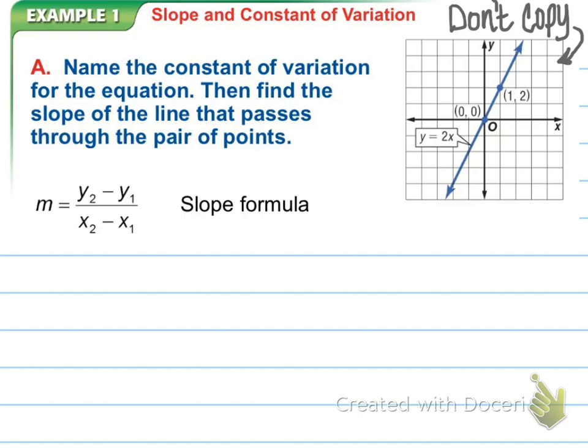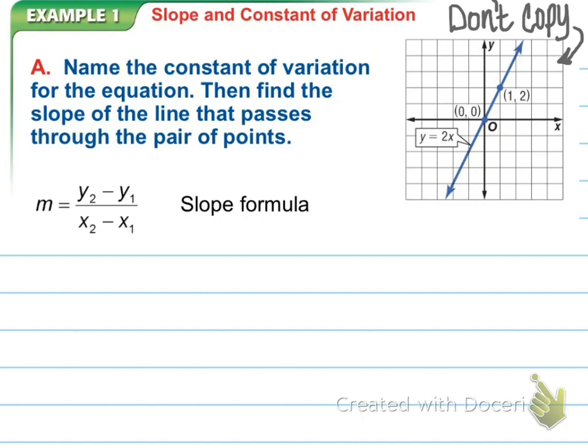We are going to name the constant of variation for the equation, and then we are going to find the slope of the line. So basically, if you're given a line on a graph like the one at the right, or if you're given 2 points, all you have to do is find the slope, because if you find the slope, then that is also the constant of variation. Okay, so remember from last section you had your slope formula, and I'm going to highly recommend that you memorize this formula because we will use it the rest of the year.